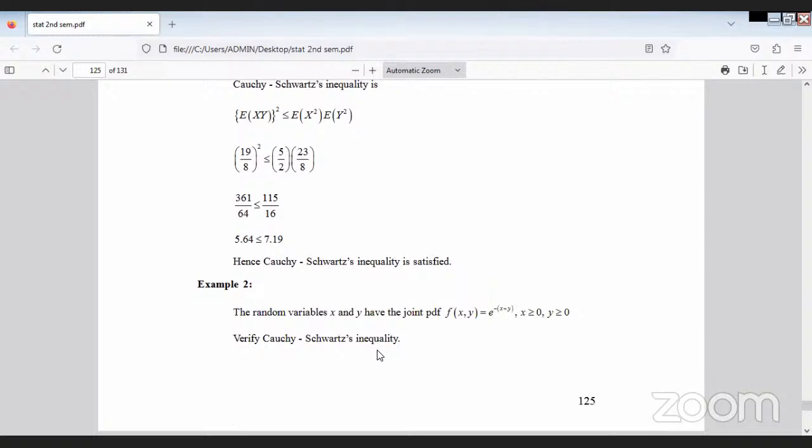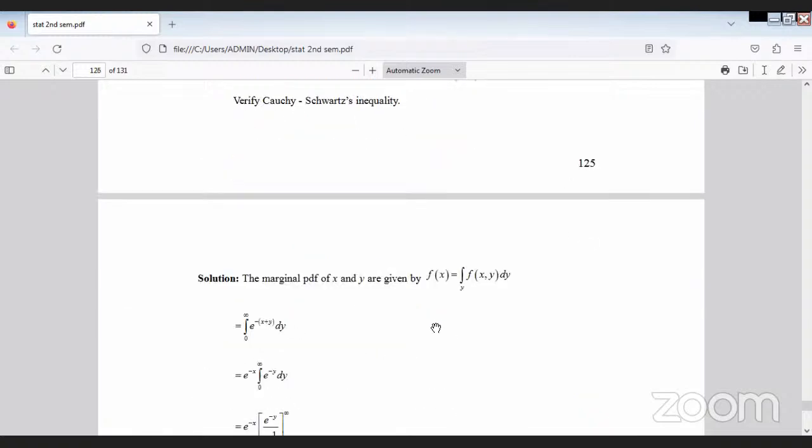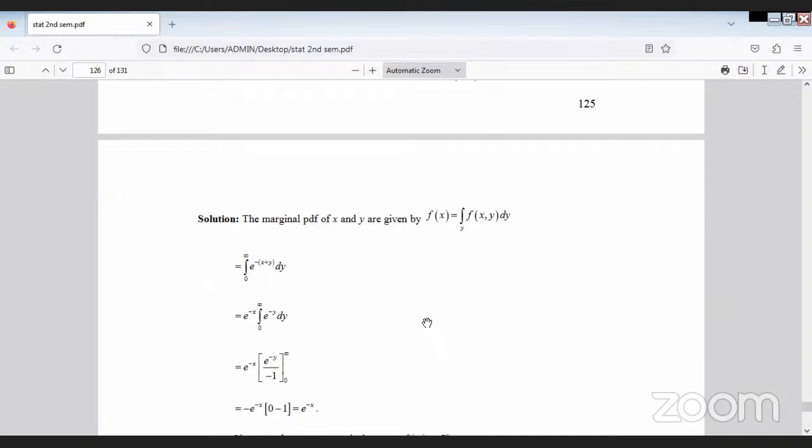The random variables x and y have the joint PDF e power minus (x plus y), for x greater than 0, y greater than 0. Verify the Cauchy-Schwarz inequality. The marginal PDF of x is given by f of x is equal to the integration of f of x comma y dy. So integration from 0 to infinity of e power minus (x plus y) dy.